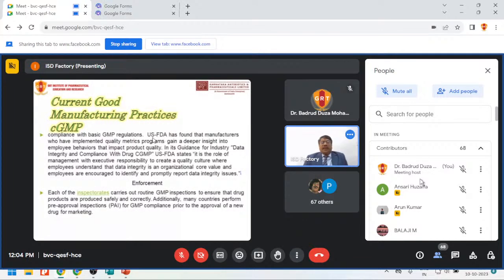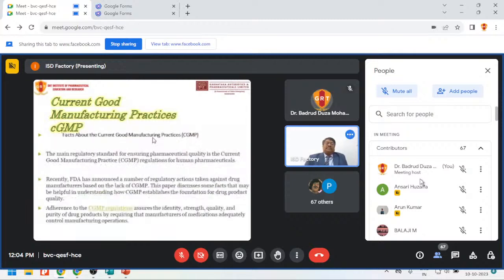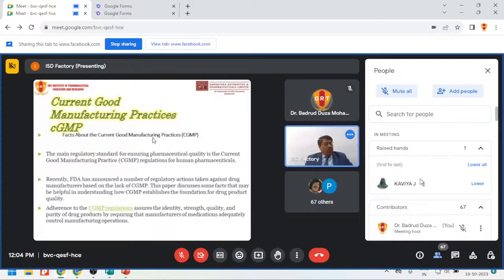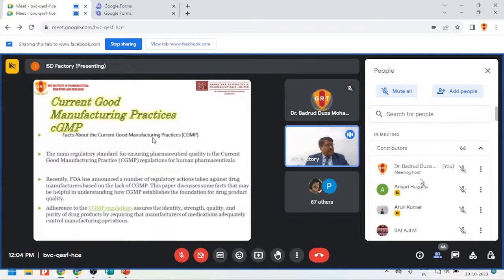Inspectors carry out routine GMP inspections to ensure that drug products are produced safely and correctly. Additionally, many countries perform pre-approval inspections for GMP compliance prior to approval of a new drug for marketing. So all this enforcement is very important for the current good manufacturing practices. I wanted to tell you the facts.